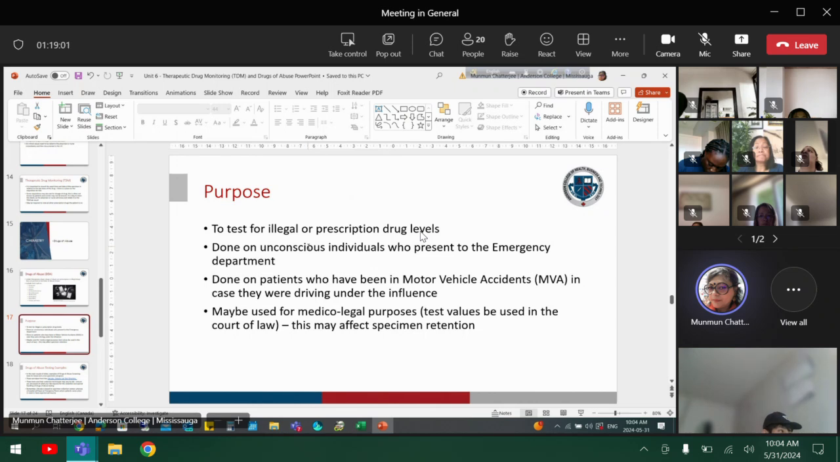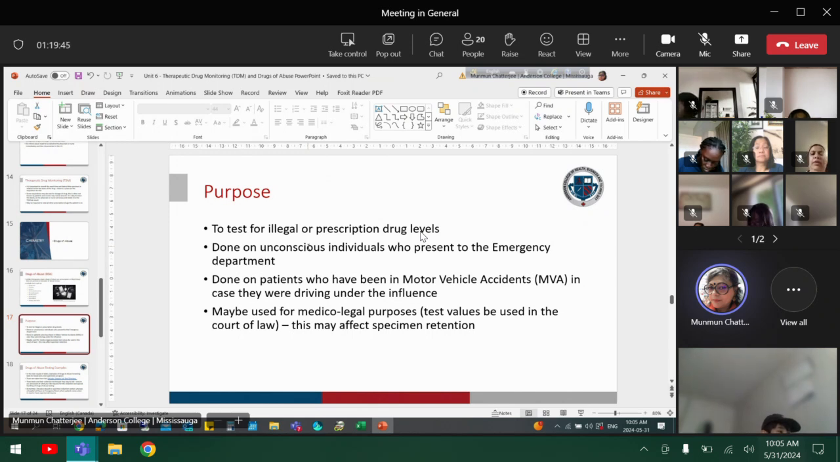We just don't know sometimes, right? Sometimes they come in with drug abuse, especially if there is a history, we can see it. It is done on patients who have been in a motor vehicle accident, in case they were driving under the influence. Any motor vehicle accident that comes in, we have to do the drug monitoring test. It may be used for medical legal purposes, meaning test values may be used for court or law. This may affect specimen retention. Retention means keeping the samples. So it is called medical legal purpose when it is needed for court or some legal issues.